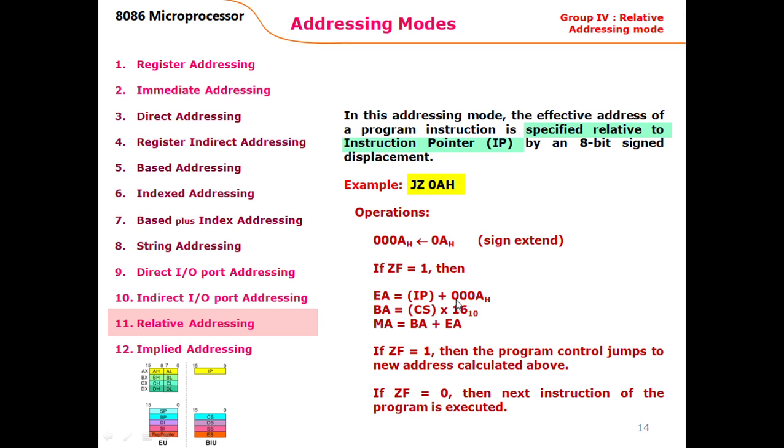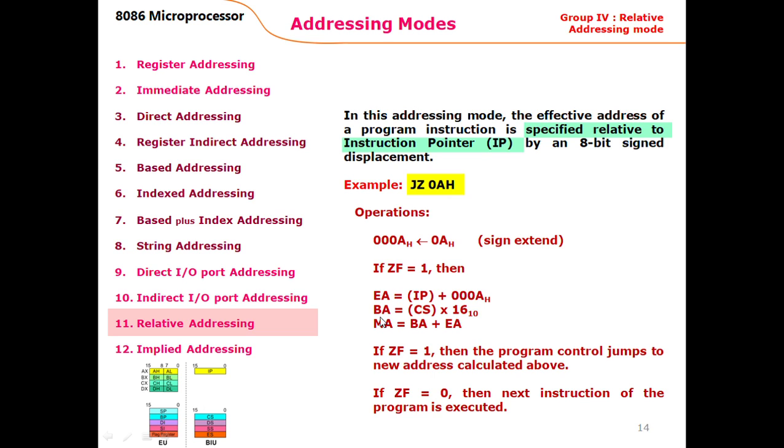So this is the 8-bit sign extended displacement. This is added with the current content of the instruction pointer, so that's why it's relative to the instruction pointer. So the new address from where the microprocessor has to execute instructions is the effective address, calculated here. So this sign extended value is added with the instruction pointer, and we will get the effective address.